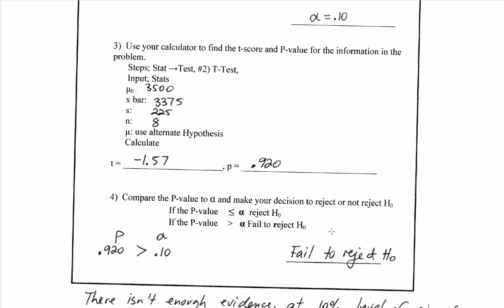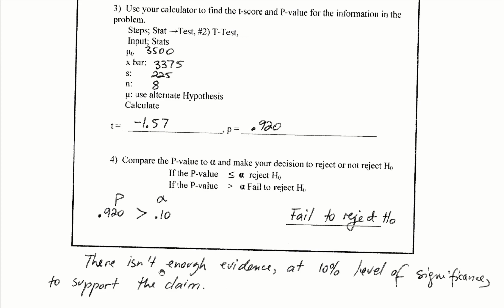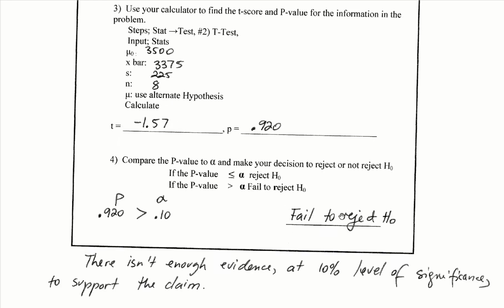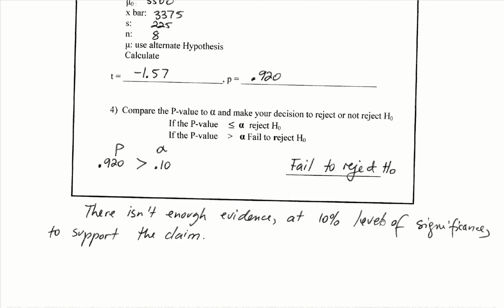We now need to summarize it to wrap up our final answer. Because we failed to reject the null, we will start off by saying that there is insufficient evidence, or there isn't enough evidence at the 10% level of significance. And now we have to see which one is the claim. Recall that anytime the claim is the alternative, it will be of the form to support the claim. So there isn't enough evidence at the 10% level of significance to support the claim.